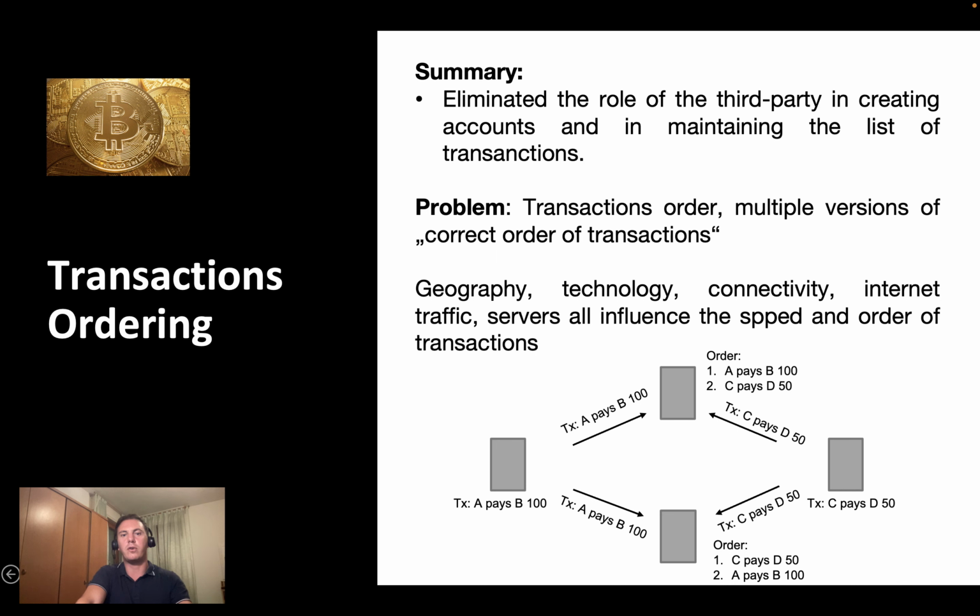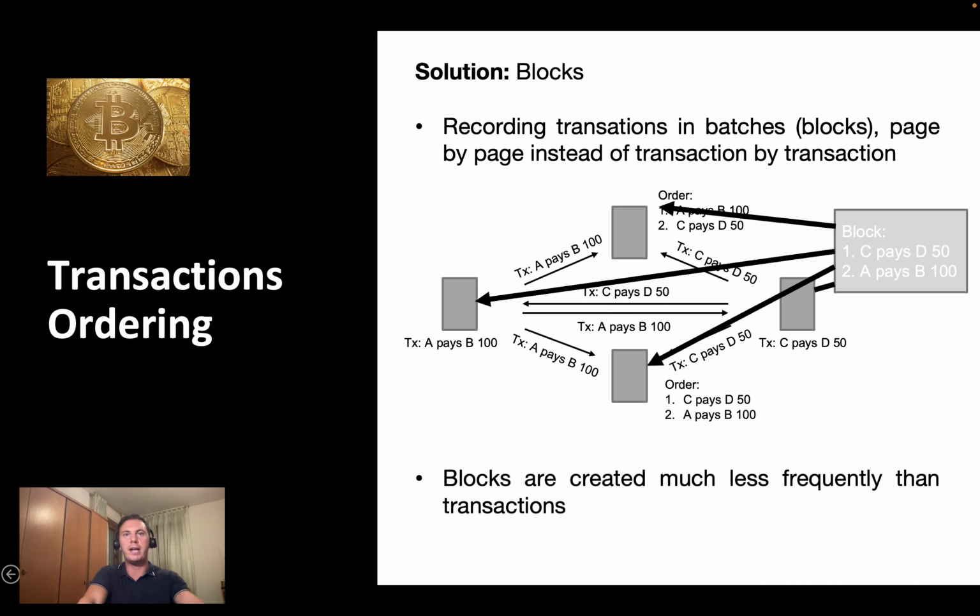We cannot control how many transactions can be created per second, but what we can control is the data entry into the ledgers. We can do this by recording transactions in batches, page by page, instead of transaction by transaction. This is the solution found by Satoshi Nakamoto. And we call these batches blocks. Here you can see in the picture that the block is not ordering transaction per transaction, but the block is saying which is the right order for transactions.